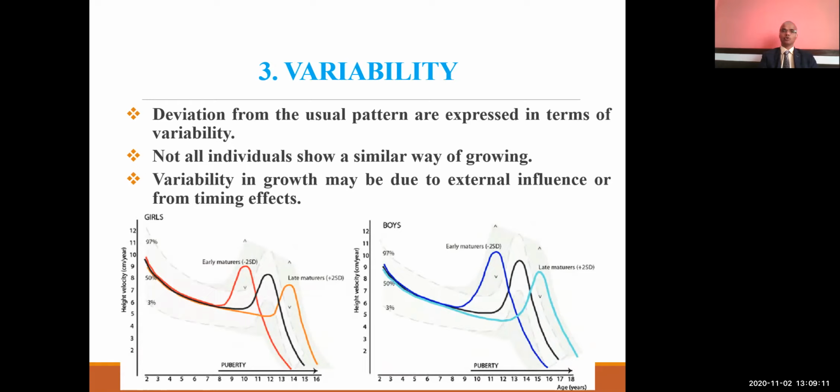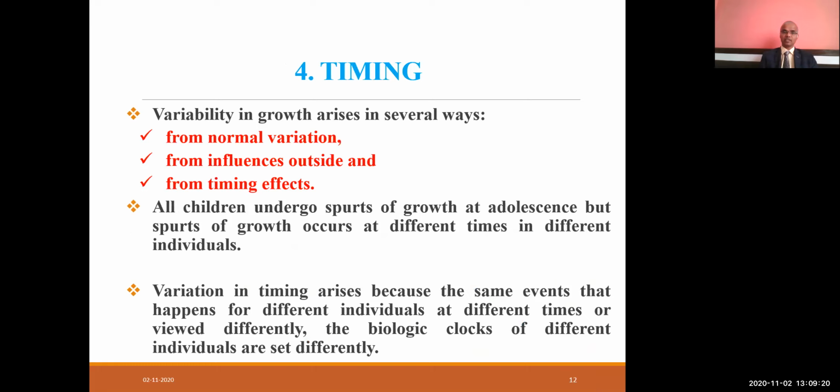So variability in growth may be due to external influence or from the timing effect. So variability in growth arises in several ways. It may be from normal variation. It may be from influence of outsides and from timing effect.